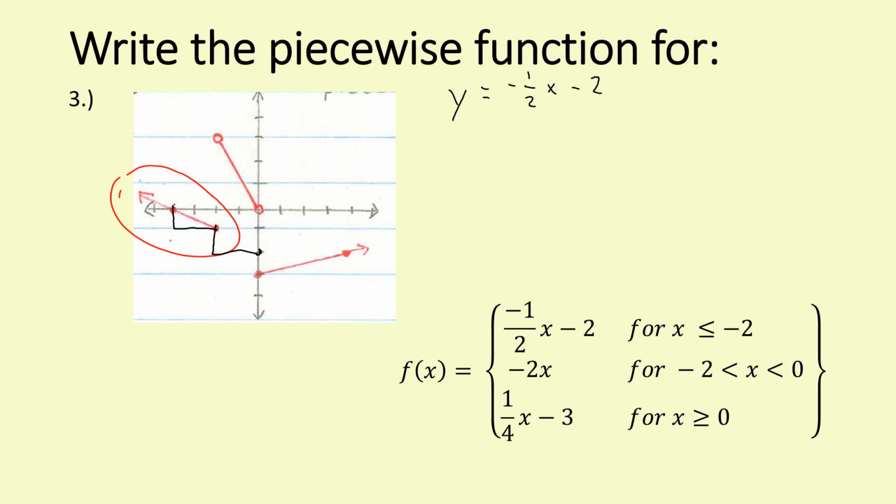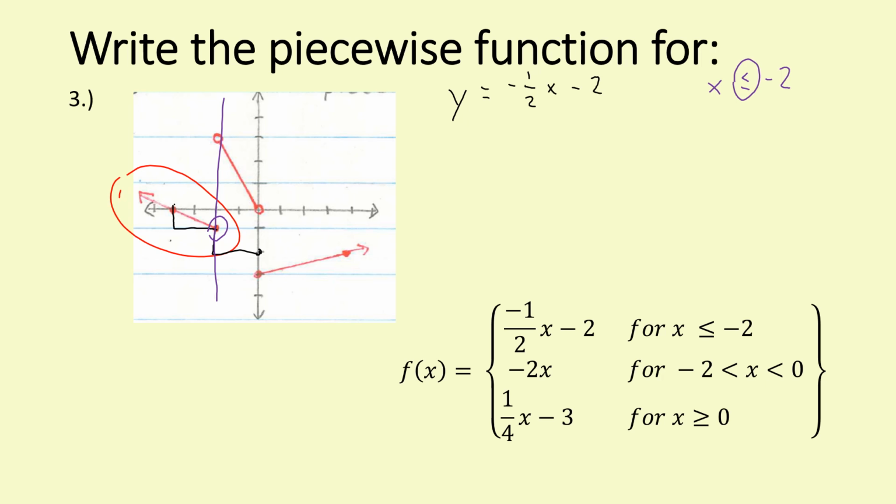Okay, next thing to figure out is exactly where that function exists. So it only exists to the left of -2. Okay, so it exists everywhere x is less than or equal to -2. It's a less than or equal to sign because we have a colored in circle to start that line there.